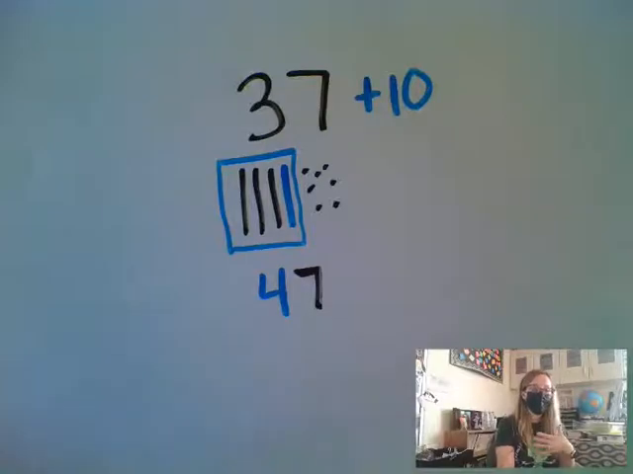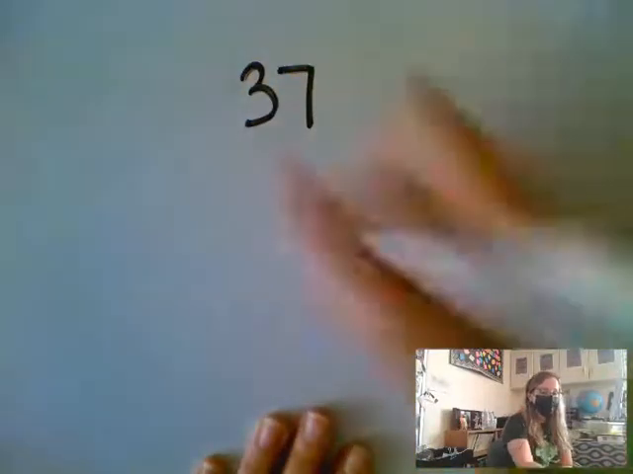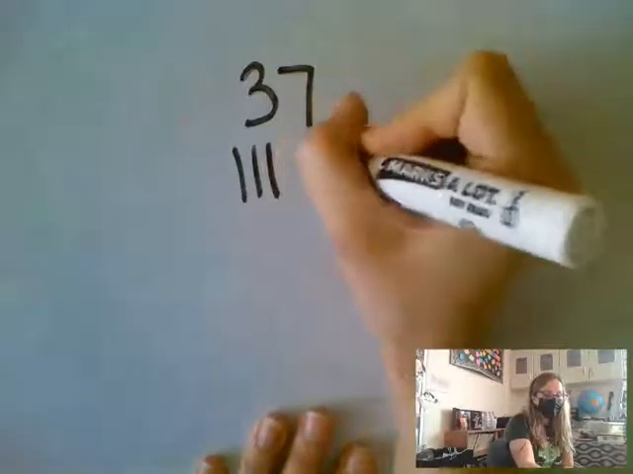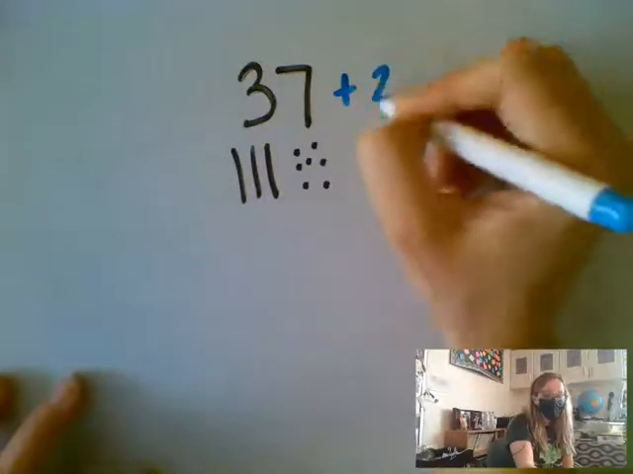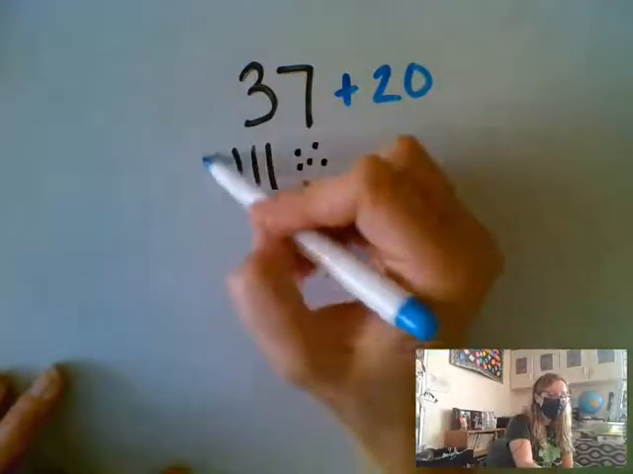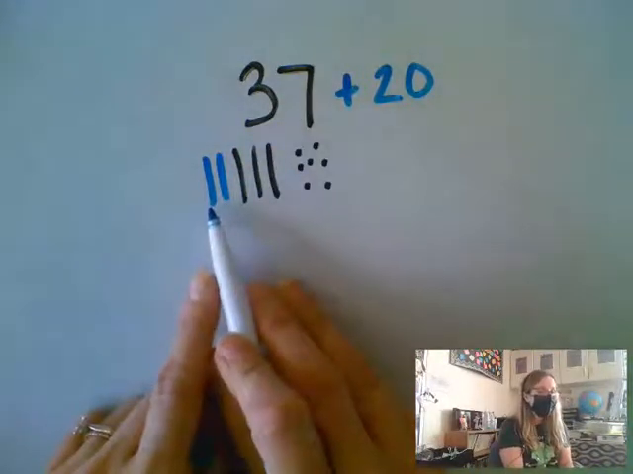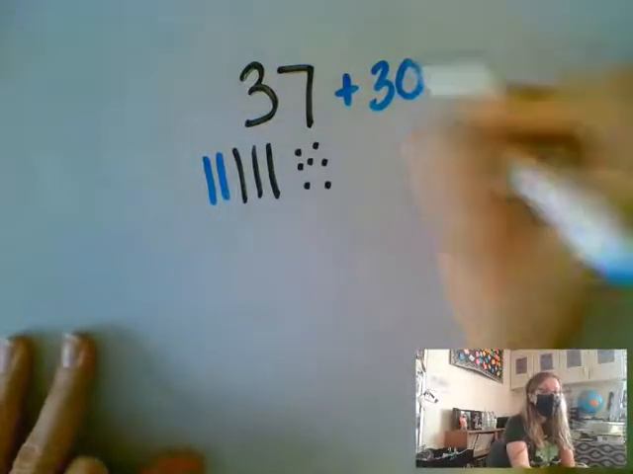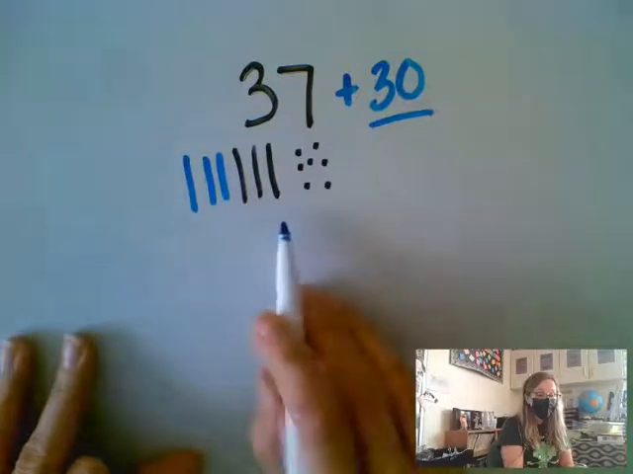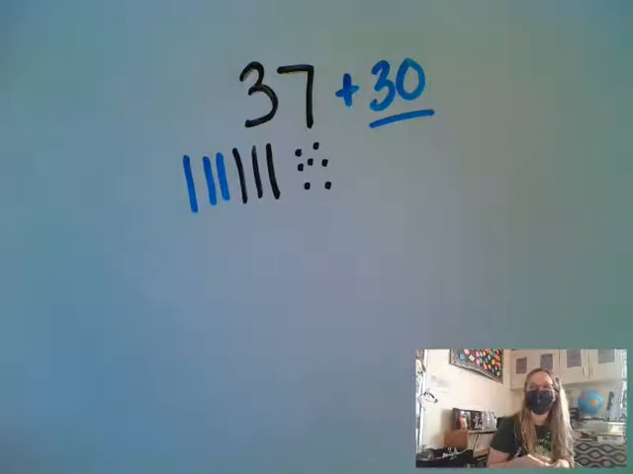And that's what we started talking about yesterday, what happens when I add more than 1 ten at a time. If I start with that number 37, which is 3 tens and 7 ones, and let's say I add plus 20. Now I'm adding 2 more tens. So instead of 37, I have 47, 57. Or what if I was adding plus 30? Now I'm adding 3 tens. So instead of 37, I have 47, 57, 67. And that's what we were doing yesterday.